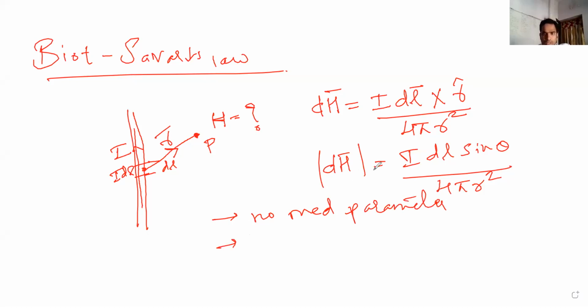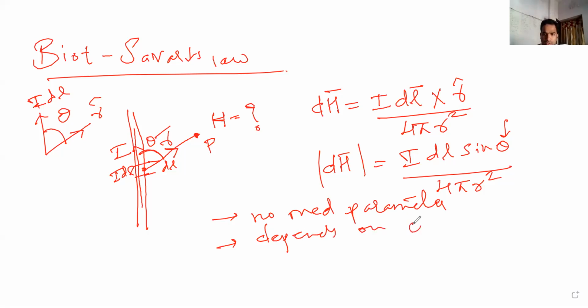First thing, the magnitude of the magnetic field intensity depends on angle theta. Now what is angle theta? It is the angle between the current element direction and the unit vector, or the direction in which we are measuring. In one direction there is the current element, and another is the direction in which we are measuring. That angle between them is theta. So it depends on theta. This is what Biot-Savart's law gave.